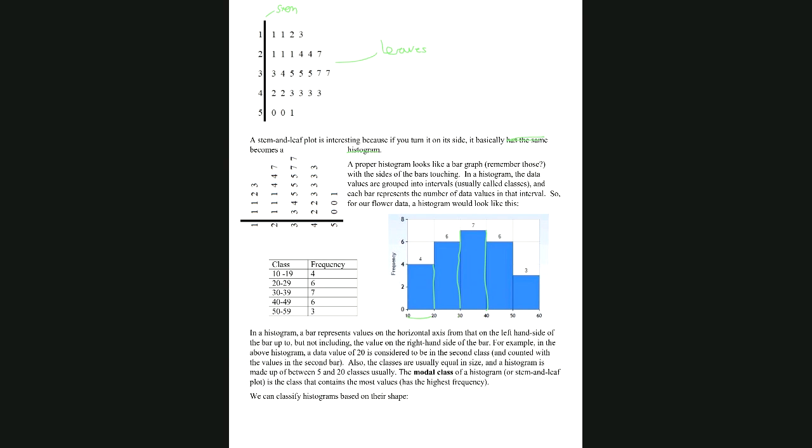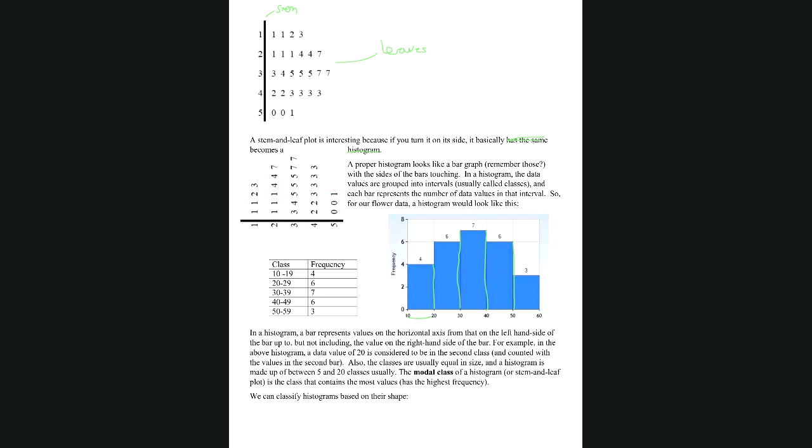So that's how we generally, traditionally look at a histogram. And then also 50 is not included in the bar to the left. It's included in the bar to the right. So for example, in the above histogram, a data value of 20 is considered to be in the second class and counted with the values in the second bar.